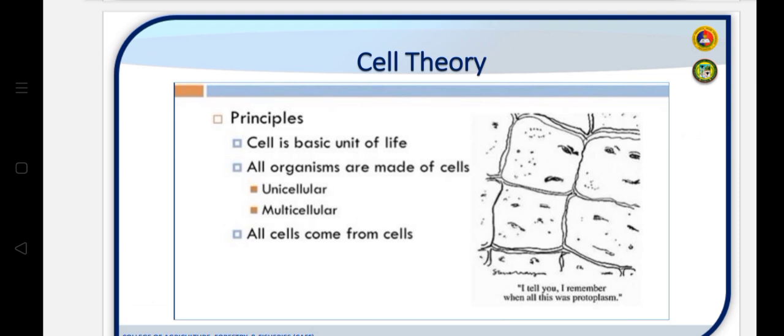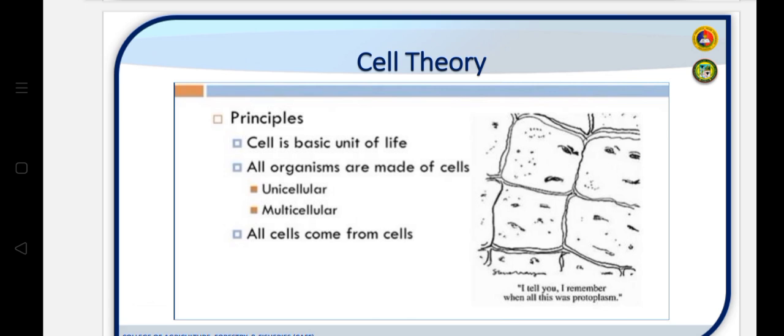And we have principle 2, which says that all organisms are made of cells, meaning some organisms are made of just one cell. We call them unicellular. Let me repeat that. Some organisms are made of just one cell, and we call them unicellular. Others, like plants and animals, are made of many cells or multiple cells. We call them multicellular.